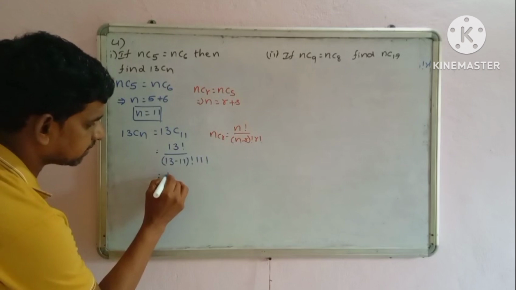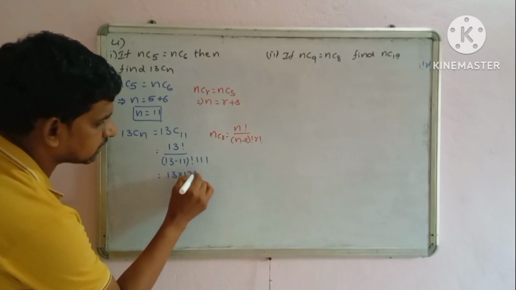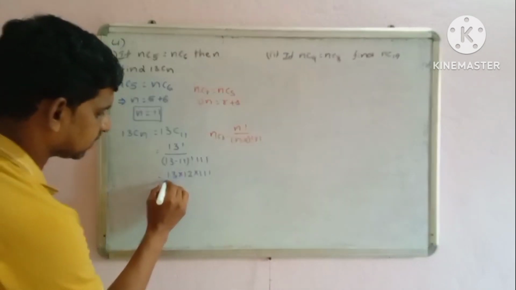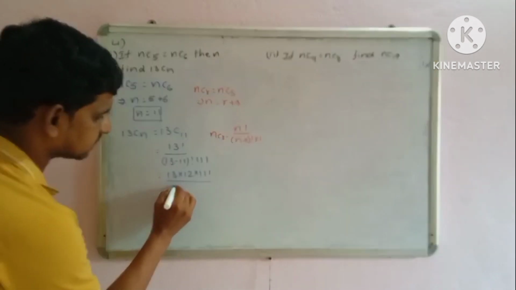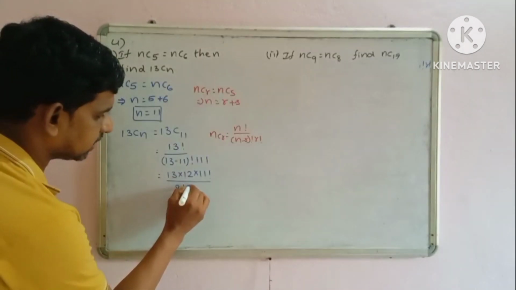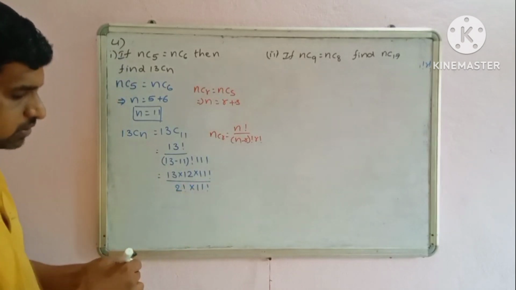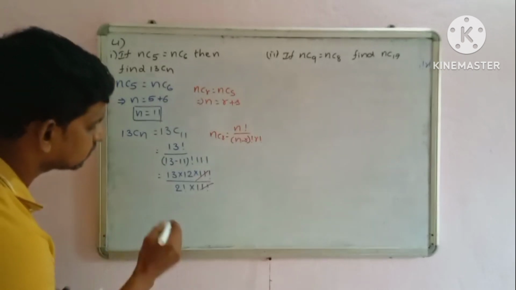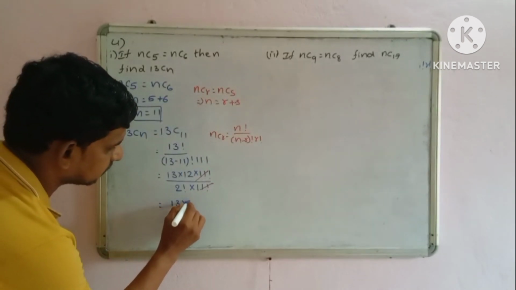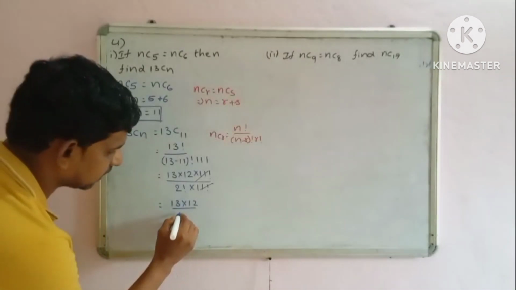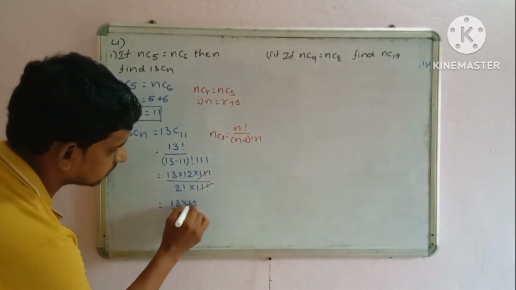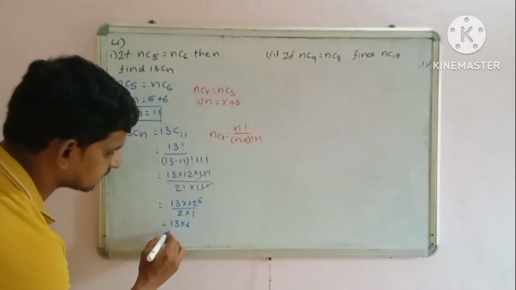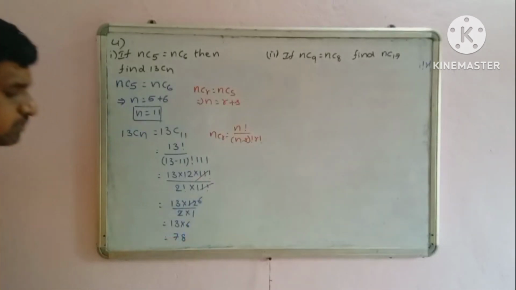So 13 factorial can be written as 13 times 12 times 11 factorial, by (13 minus 11) is 2 factorial into 11 factorial. So here 11 factorial can cancel. So 13 into 12, 2 factorial value is 2 into 1. So 2, how many times in 12? 6 times. So 13 into 6 by 1. No need to write 1. 13 times 6 is 78.